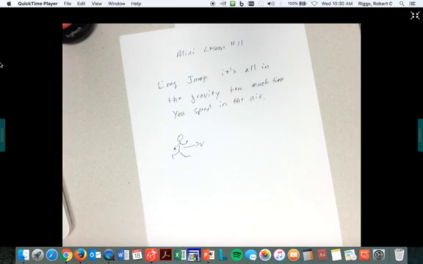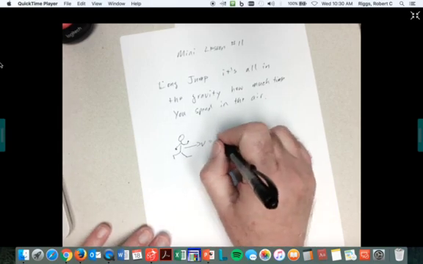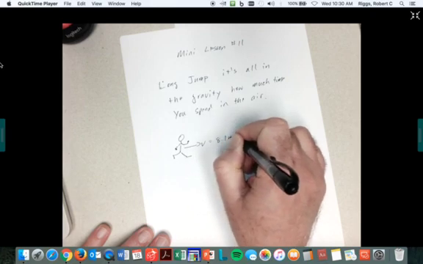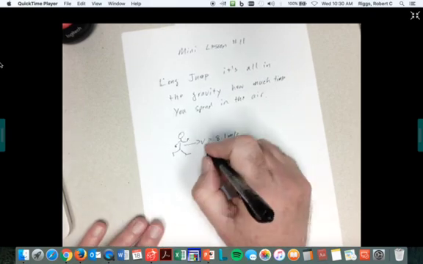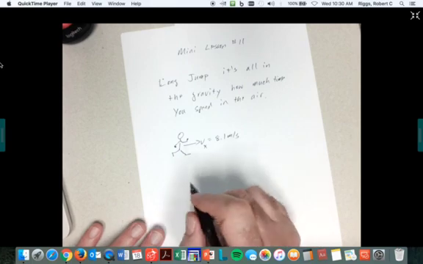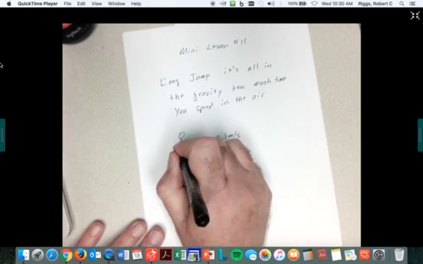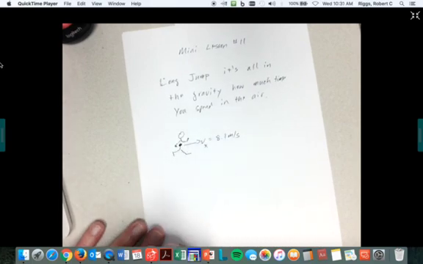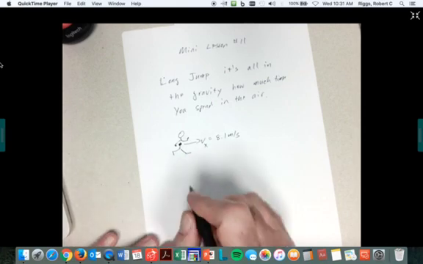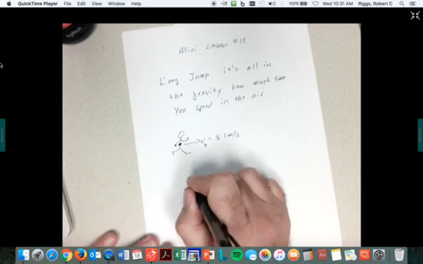It's running along at about 8 meters per second, 8.1 meters per second, and this is in the x direction. All right, and then he's going to take off. Let's just find his center of mass right here, and we'll do everything from this stick figure's center of mass. So he takes off.